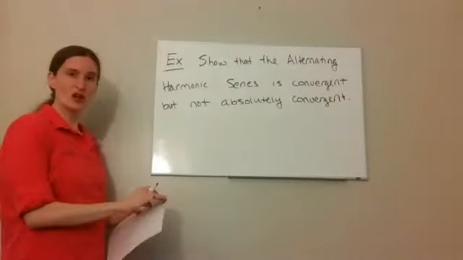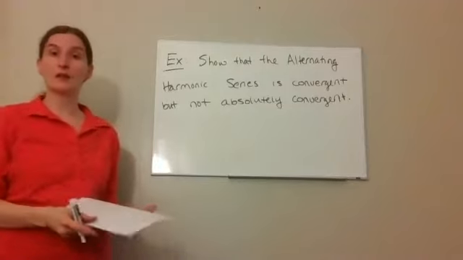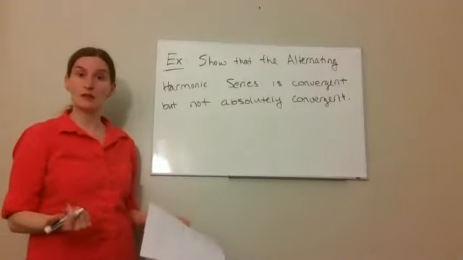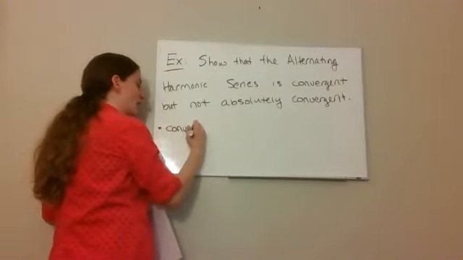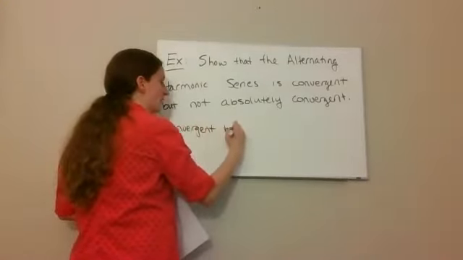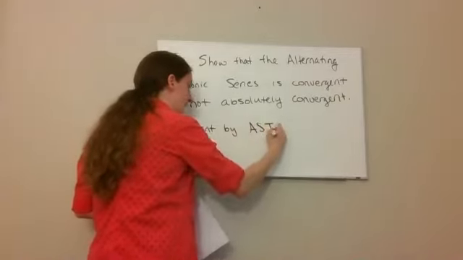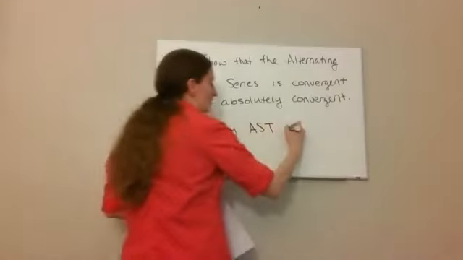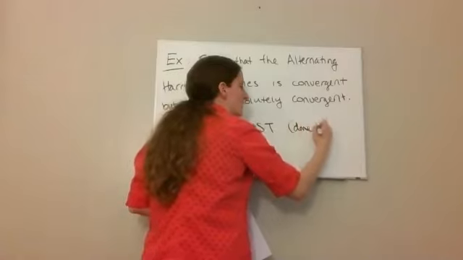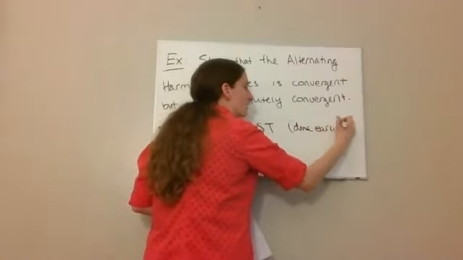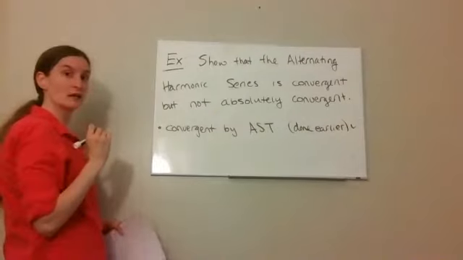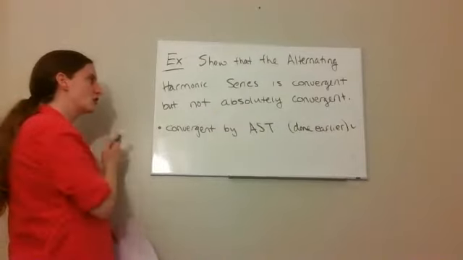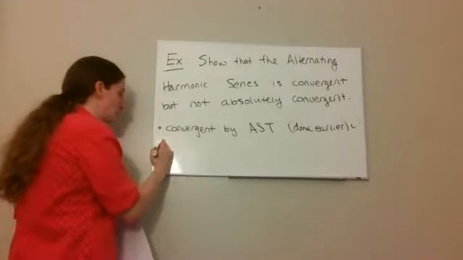Well, we already showed that the alternating harmonic series is convergent. That was our first example today. So I'm just going to put down that it is convergent by the alternating series test. We did that earlier in this exact same video. So we know that the alternating harmonic series is convergent, but we need to show it's not absolutely convergent.